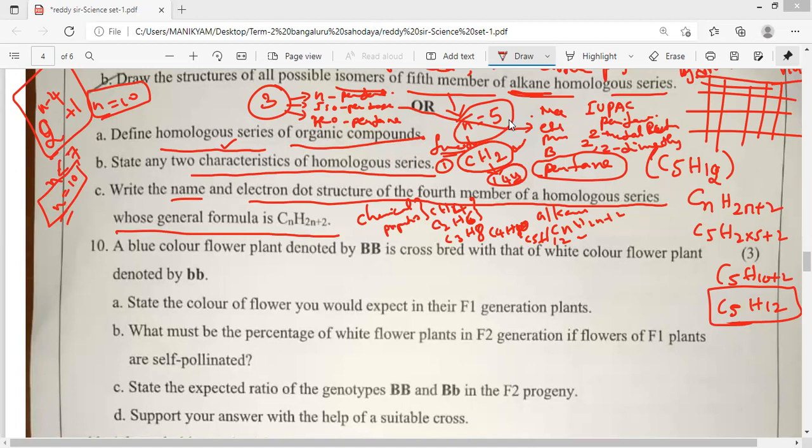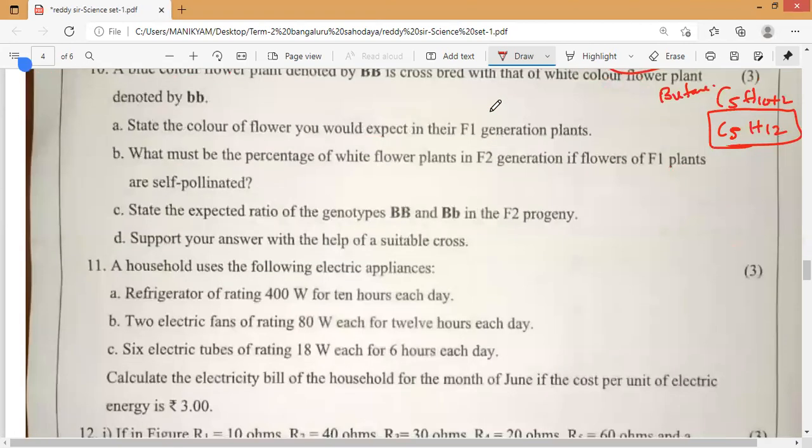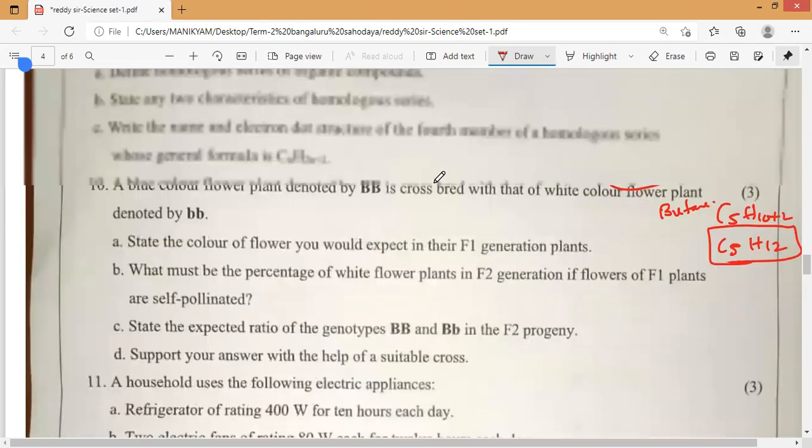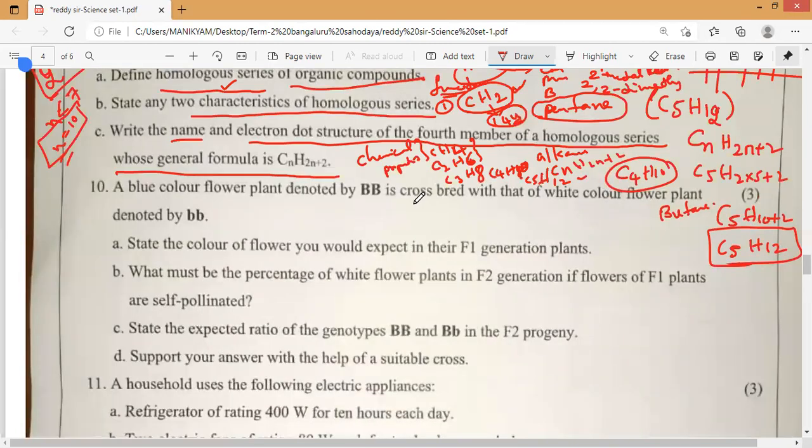So what is the fourth member? Fourth member means we take n as 4, so C4H2 into 4 plus 2 gives what, guys? C4H10. Yes or no? So what is C4H10? It is butane. So now, as we know, the electron dot structure of butane. Is it a difficult thing for you people? Electron dot structure? Yes, please respond. Is it difficult for you people to draw the electron dot structure?